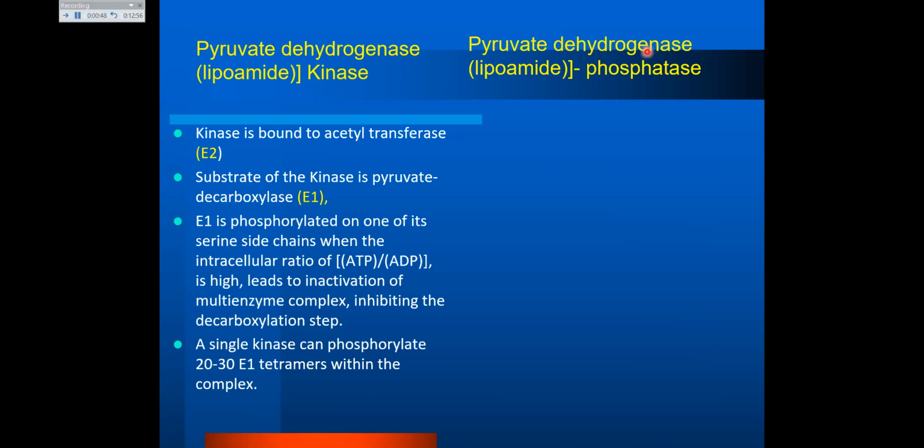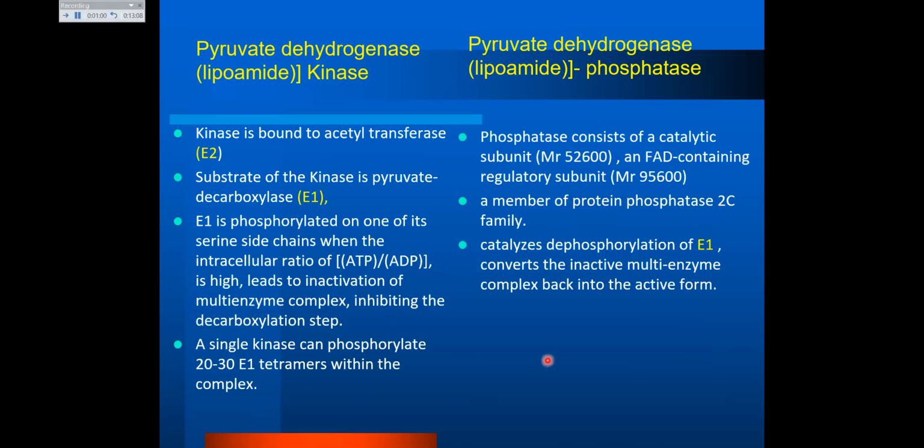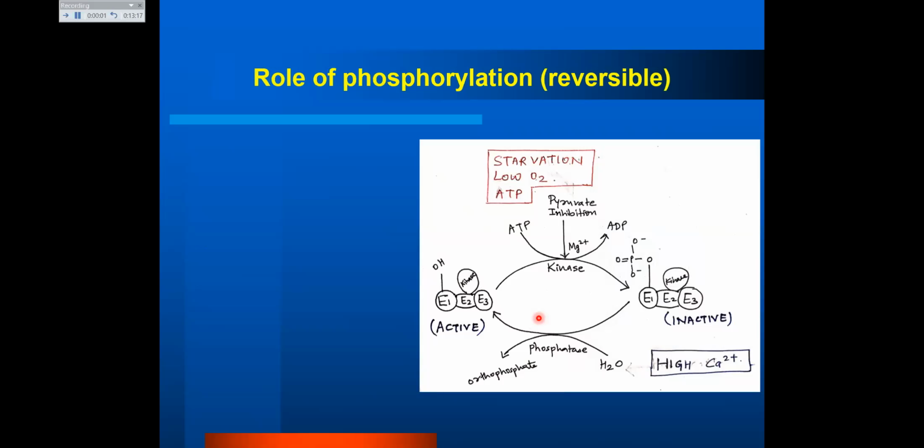Whereas pyruvate dehydrogenase lipoamide phosphatase is a phosphatase consisting of a catalytic subunit as well as a regulatory subunit. This phosphatase is a member of the protein phosphatase 2C family. It catalyzes the dephosphorylation of E1 and converts the inactive form back into the active form. So this is a pictorial representation of how reversible phosphorylation takes place and regulates the activity of PDC. This is a type of covalent modification where phosphorylation plays a role.